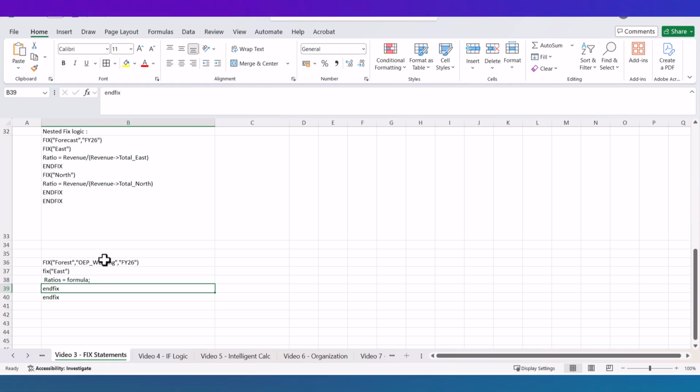So in the next video, we will add conditional logic with IF statements, combining them with the FIX statements as well. This makes our script very dynamic.